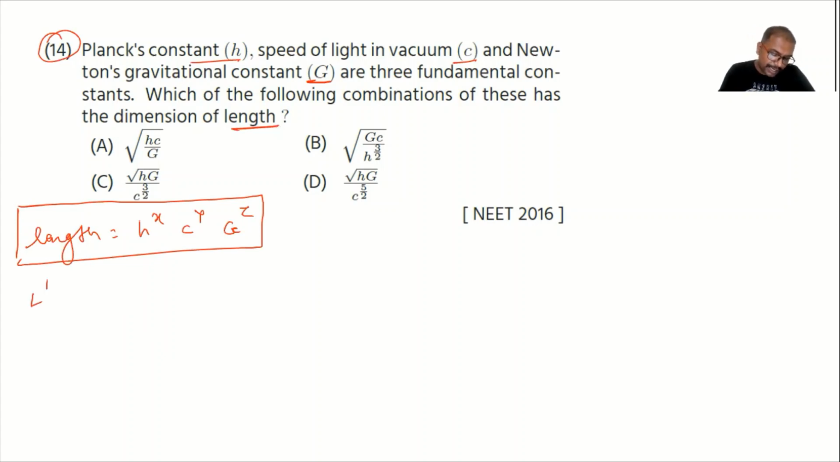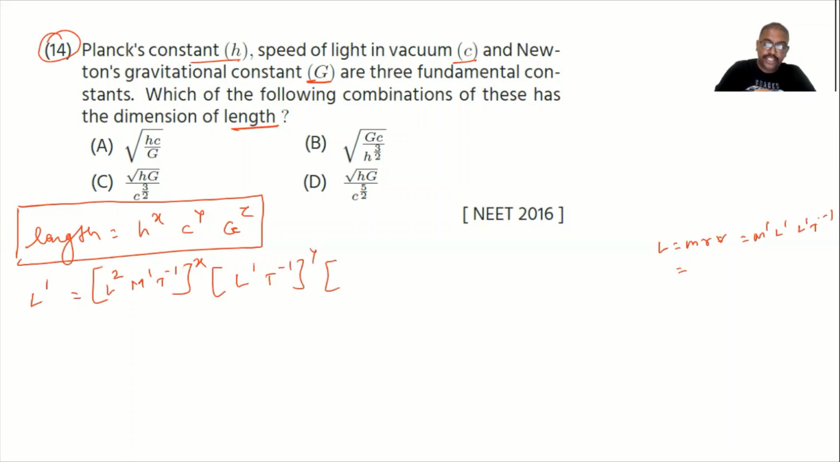Now the dimension of length is L1. H is Planck's constant. Planck's constant has the dimension of angular momentum, MRV. So M1, L1, L1 T minus 1. So here we get the dimension L2 M1 T minus 1 raised to X. C is the velocity, speed: L1 T minus 1 raised to Y. And G has the formula F R squared divided by M1 M2. By using that, L3 M minus 1 T minus 2. This formula is raised to Z.